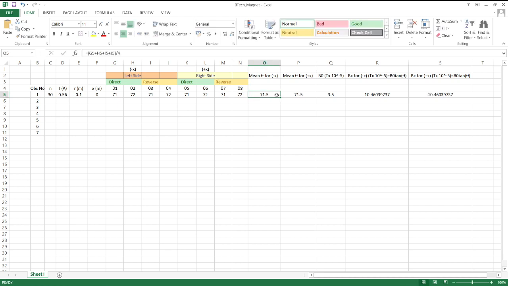If we click here, it will give me the mean values for plus X and minus X. It will give me the B_X value for the plus X side as well as the minus X side. It is automatically generated. The formula is given here, you can see the formula. So please don't use this for the calculation. Don't calculate it in the Excel sheet. Please calculate it by using your calculators.